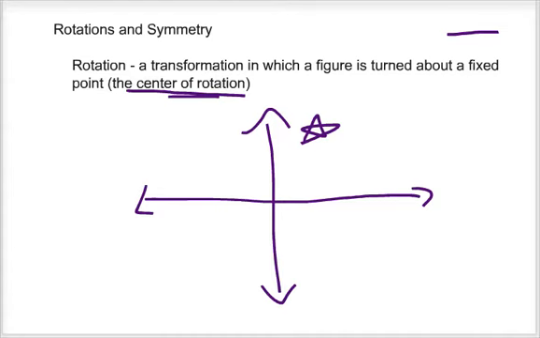Say I'd already done my rotation, and my star was now here. So this rotation was about a fixed point. When I did this rotation, I looked here and moved it clockwise to that point, but I rotated it around my center of rotation, which was, in this case, the origin. So this is the center of the rotation.